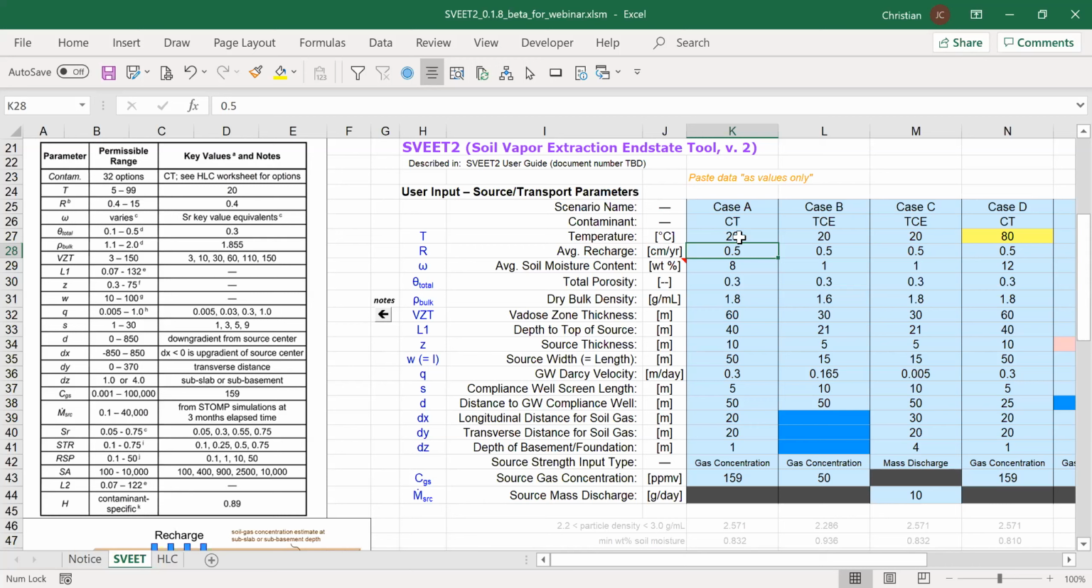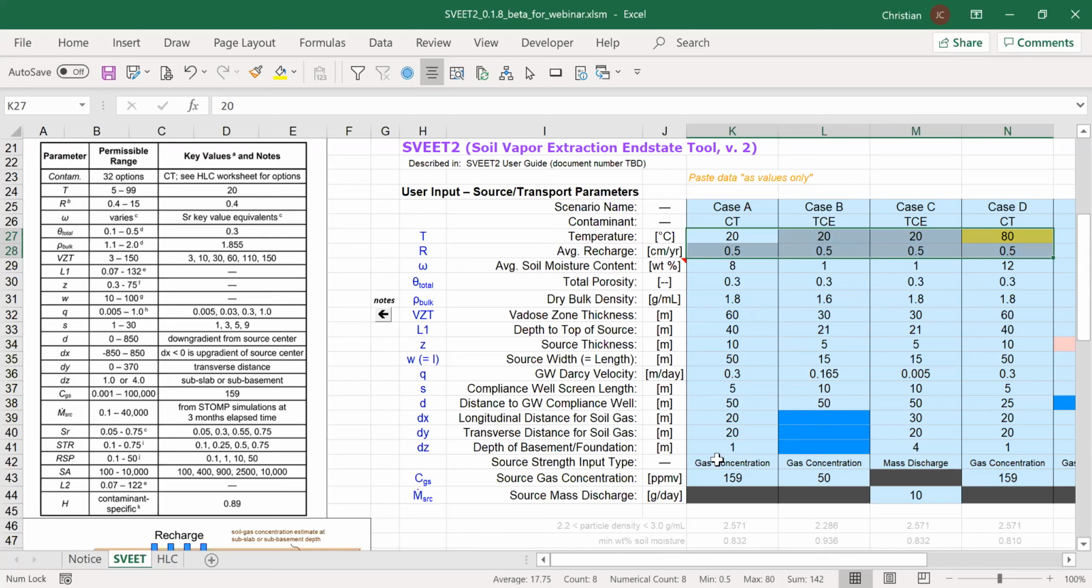Great. Next question: how do you determine a single soil gas concentration for a source that has multiple data points? There's a couple of approaches, and the nice thing about SVEET is you can try different things. You could set up multiple scenarios with different inputs and see what the impacts are. What we did for Hanford was use the maximum soil gas concentration that was observed. You could do an average, but I think maximum would be more conservative, so that's the approach we took.